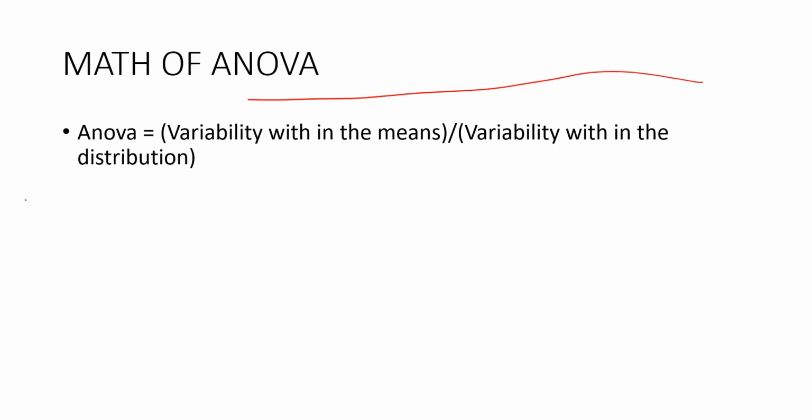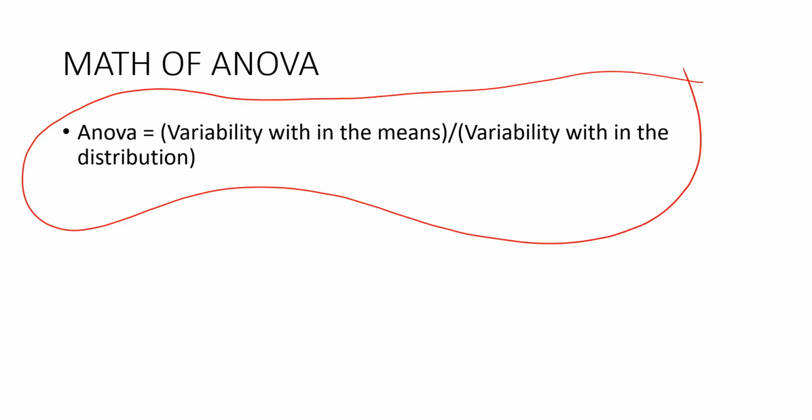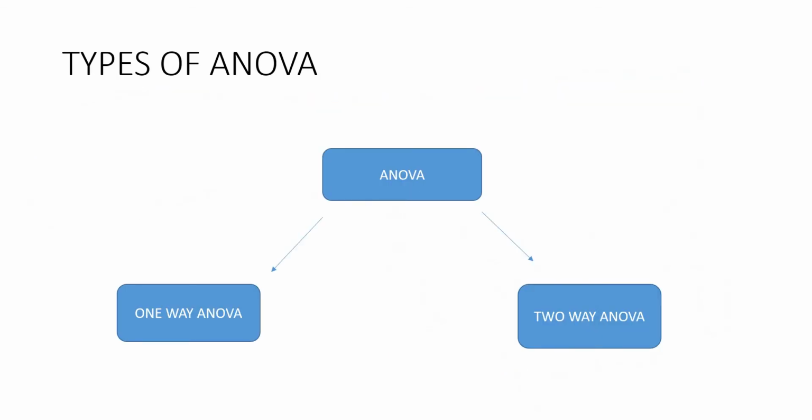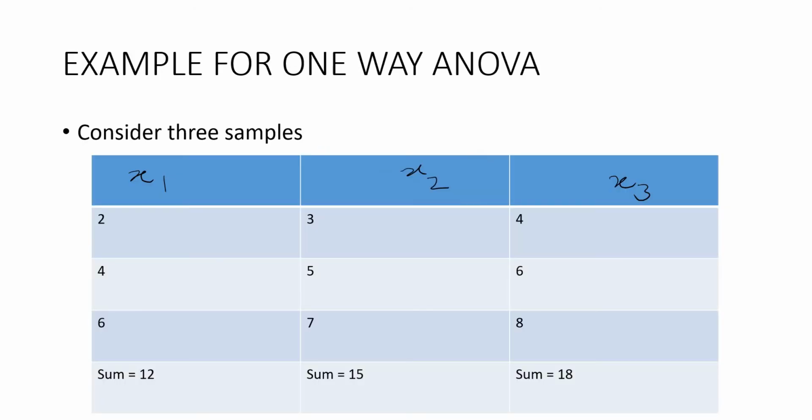This is the mathematical equation for ANOVA. What is the math? ANOVA is the variability between the means divided by the variability within the distribution. ANOVA stands for, as we discussed, analysis of variance. You know the types of ANOVA: one-way ANOVA and two-way ANOVA. Here we are discussing an example for one-way ANOVA, how we can solve a question, how we will do an ANOVA test from end to end.